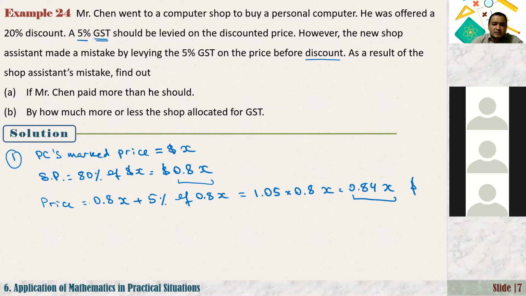Okay, here the question is actually, the first case, the problem is the shop assistant, right? He made a mistake. What mistake? Actually, he calculated GST before giving the discount. So what he did here is, okay, 840 with discount, without discount, 1050. Good.